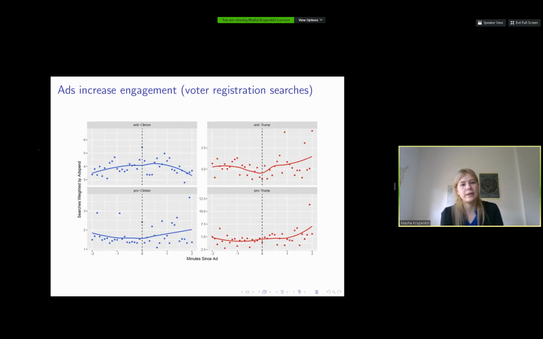And similarly, we see a maybe weaker effect on voter registration. There is definitely an increase in these searches, but it's not quite as clean and not quite as big as the increase in just searches for the candidates.